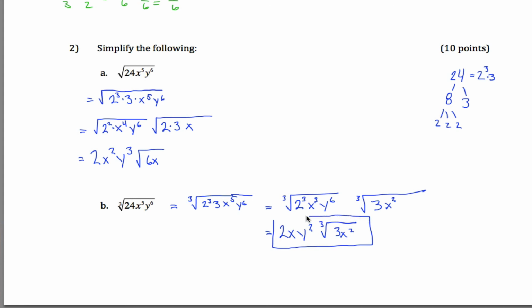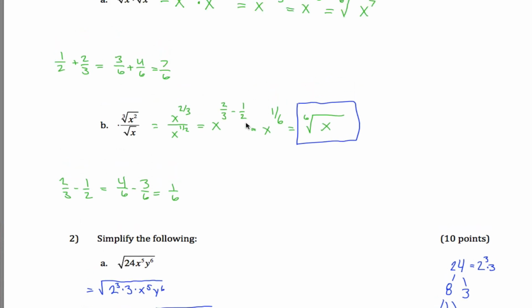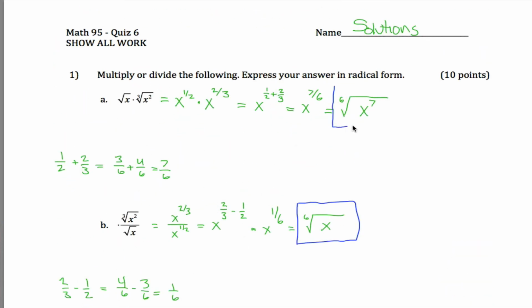I should indicate where my final answers are. I should do it here too. This one and this one. And that's the end of this quiz.